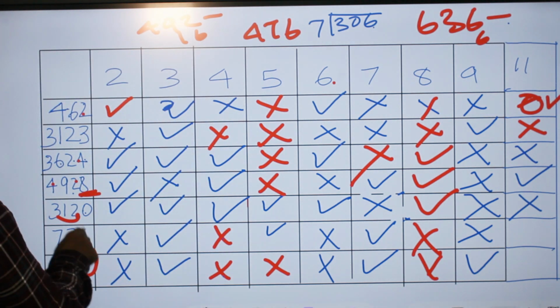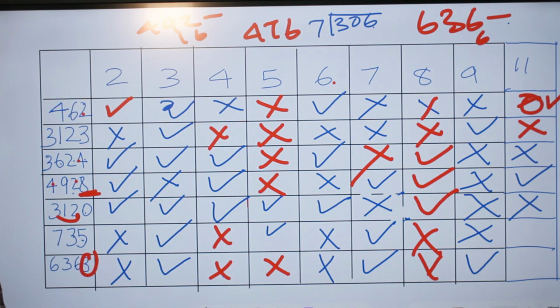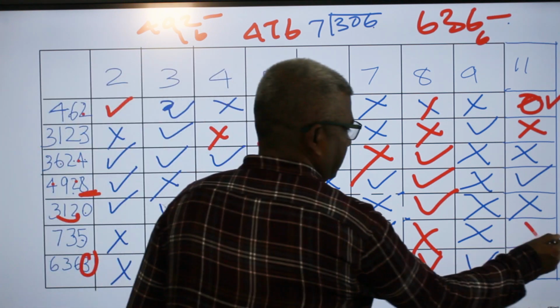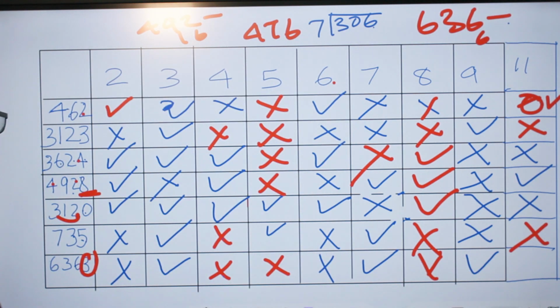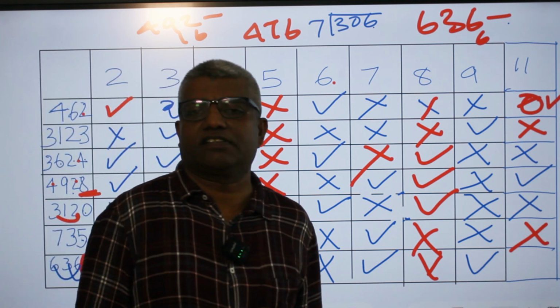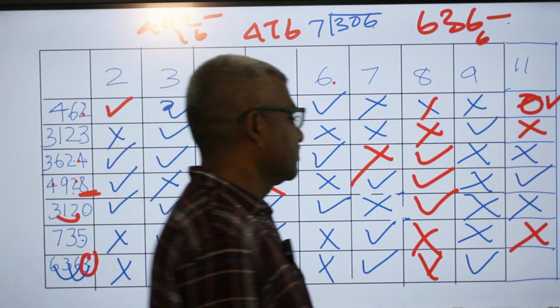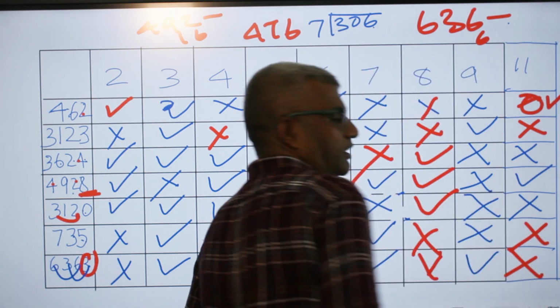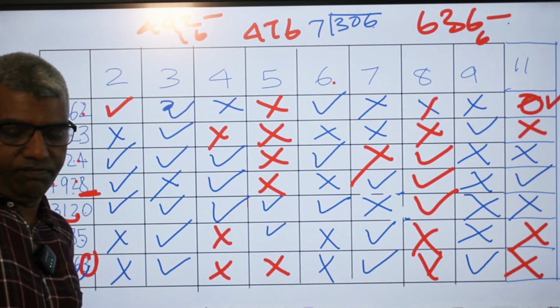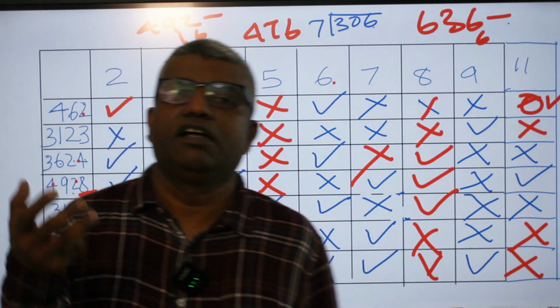735: 7 plus 5 is 12. 12 minus 3 is 9. So it is not. 6363: 6 plus 6 is 12. 3 plus 3 is 6. 12 minus 6 is 6. So 6 is not divisible by 11. So there are simple rules.